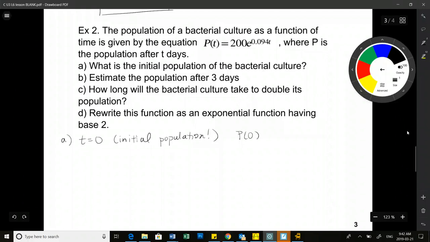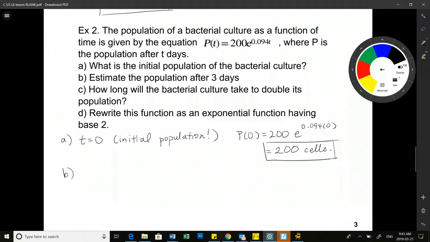So all I need to do is evaluate P at 0. What this should usually give you when you're working with exponential functions, if you have no transformations, is that the whole exponent becomes 0, and e to the exponent 0 is 1. So we get 200 times 1. That should give me my initial population of 200 cells, we'll say. So that one is just subbing in and calculating.